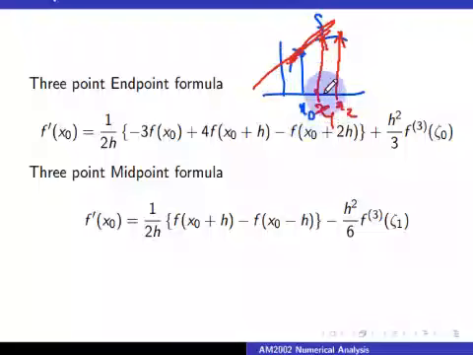So if you use 2 points in front of x0, then we say 3. So basically the total number of points we are using is equal to 3, right? But we use 2 points in front of this x0, right? So this method is called the 3-point endpoint formula, right?